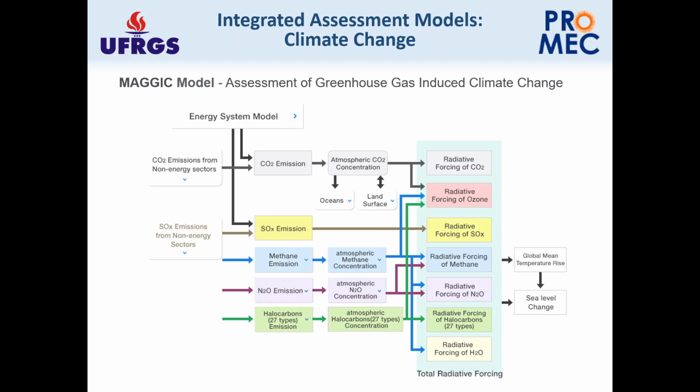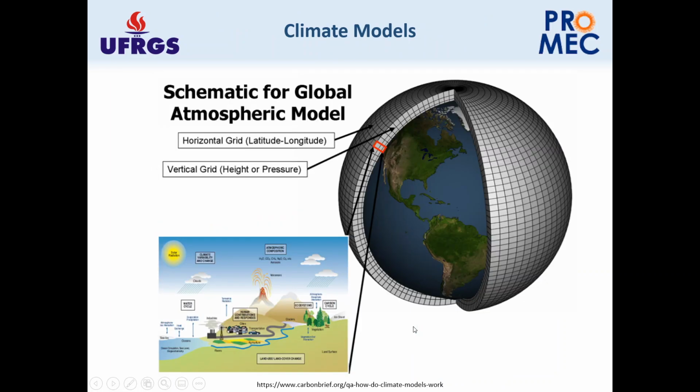MAGICC looks into the climate change impacts. So the energy system model, which is MESSAGE, gives these results, which are CO2 emissions and sulfates, and then MAGICC calculates global mean temperature rise, so how much the temperature will increase, and sea level change. I'm not sure if they look into flooding risks, fire risks. It shows here they don't, but there are several other climate models which do, and they estimate that.